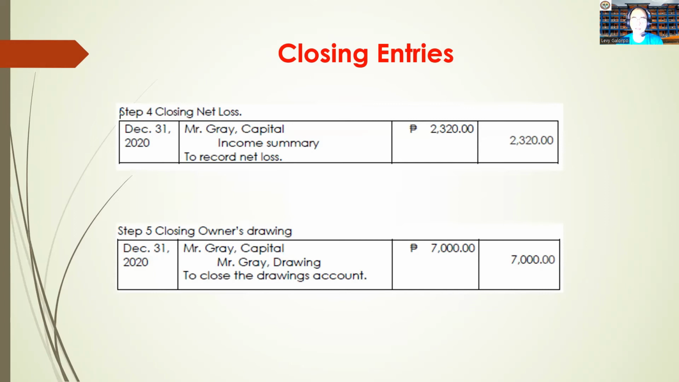Ganon din si net loss. No, kabawasan siya sa capital, kaya na-debit si capital. Ito yung figure kanina na 2,320. Closing owner's drawing, ganun pa rin, yung 7,000 na yan, ay kabawasan sa capital. Kaya naka-debit si capital at naka-credit yung drawing account.